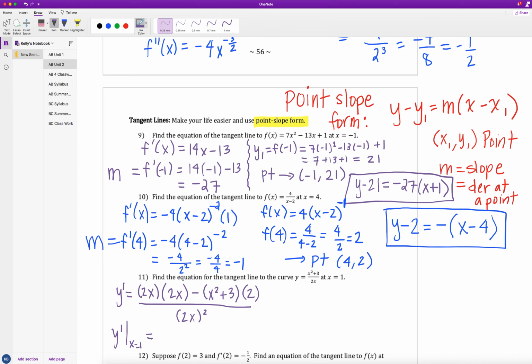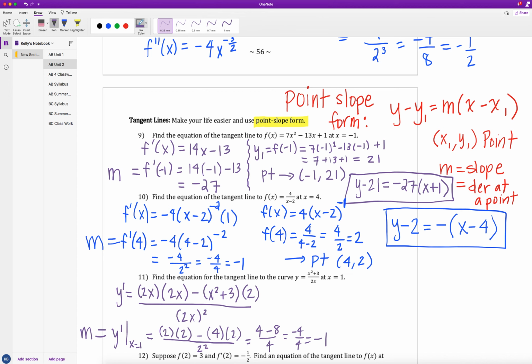I'm not going to write out times 1. It's going to look very cumbersome, so I'll have a 2 times a 2 minus, I'll get 1 plus 3, which is 4, times another 2, all over 2 to the second power. If we simplify this down on top, we get 4 minus 8 over 4, so we end up with negative 4 over 4 again. So we actually get the same slope as we did in example 10. Remember, this y prime evaluated at x equals 1 is giving us our slope value.